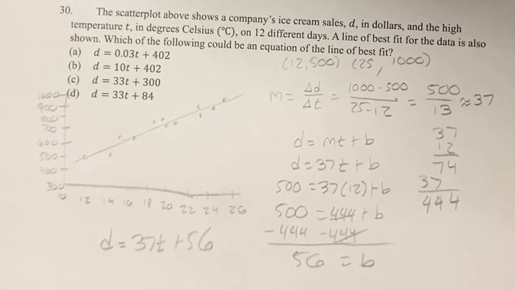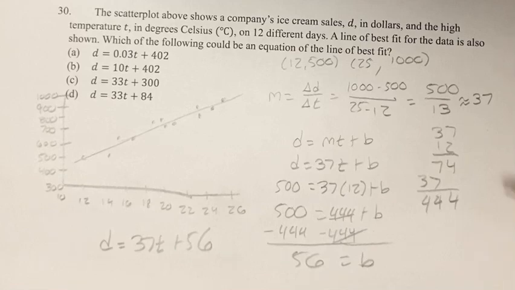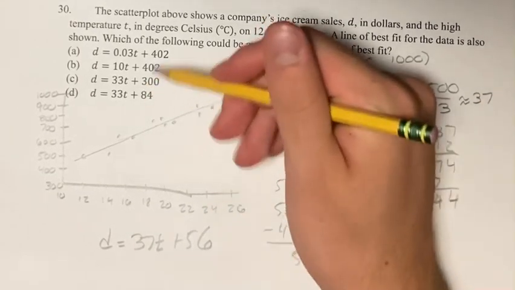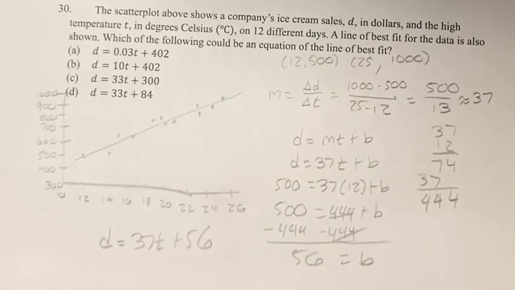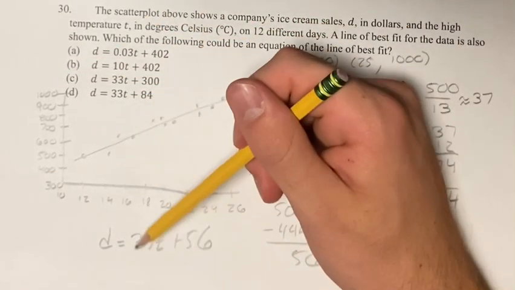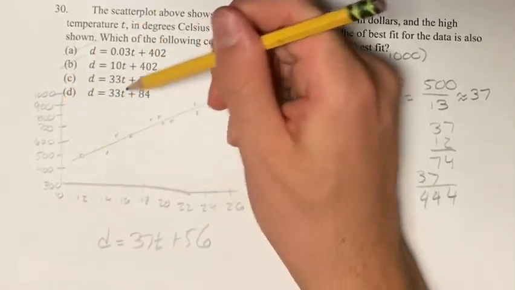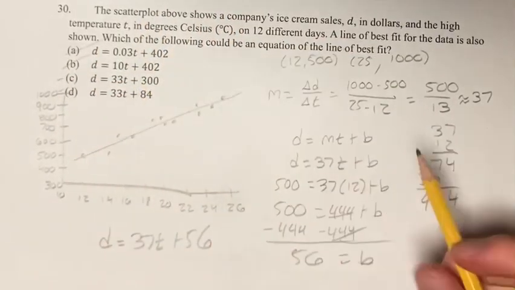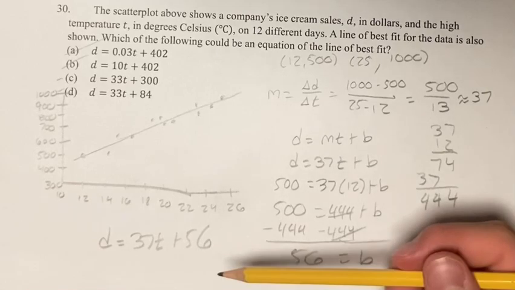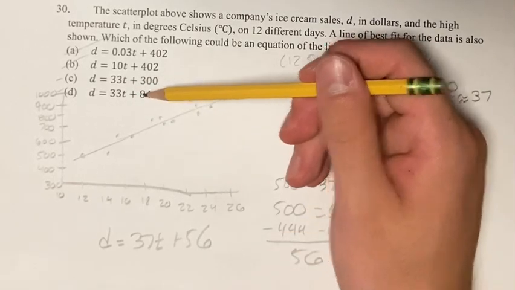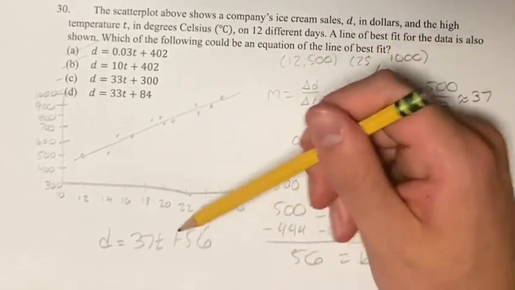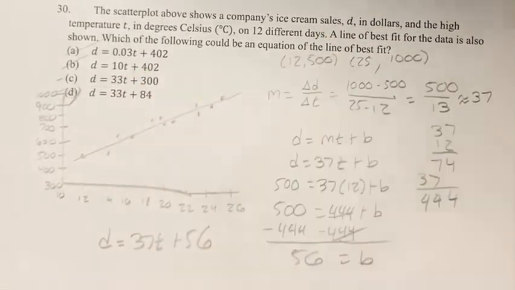This isn't going to be exact. I don't even know if this 37 value is perfectly exact, but out of these, it's really only close to one of them. Our slope is 37, which is not close at all to 0.03 or 10, but it's close to 33, so both of these are options so far. And then when we look at the y-intercept, we have 30, 84. Which of these is closer to 56? 84 is a lot closer, so D is going to be your final answer.